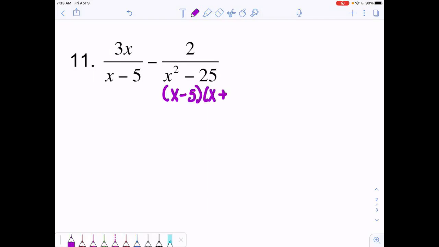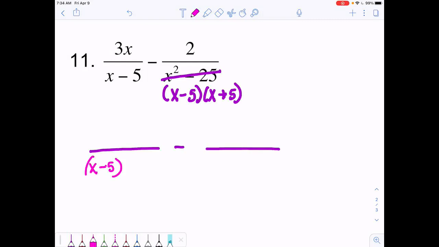So factor first. x squared minus 25 factors as x minus 5 times x plus 5. So perfect square, difference of 2 squares. So you're no longer looking at that as the least common denominator. So your least common denominator, start with the fraction on the left. It has an x minus 5. Add any, or multiply that x minus 5 by any additional factors that are on the right.